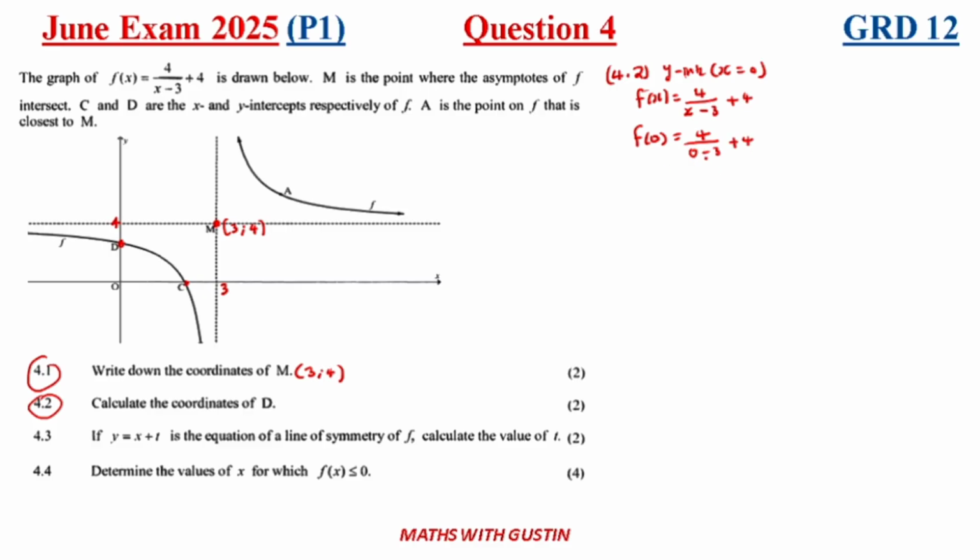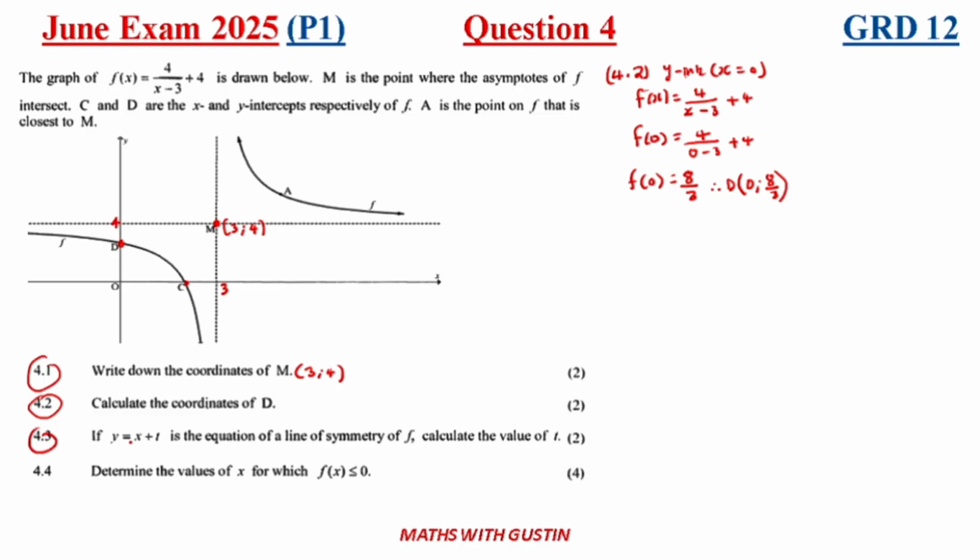When you put this in our calculator, I put this in my Casio calculator and found that f of 0 is equal to 8/3. So therefore D is given by (0, 8/3), which is our y-intercept. Great.